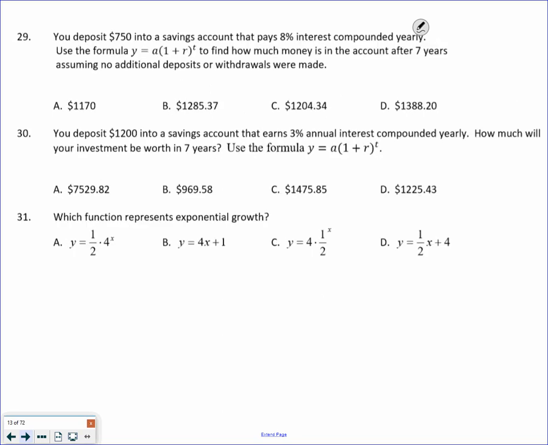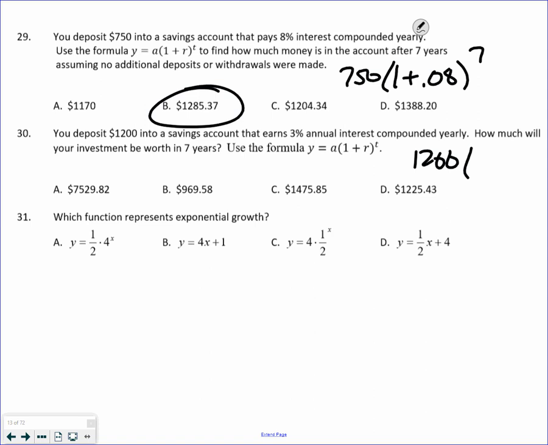You deposit $750 into a savings account that pays you, again, 8% interest compounded yearly. Use the formula y is equal to a parentheses 1 plus r raised to t to find how much money your account is after 7 years. So I've got $750, 8% written as a decimal raised to the 7th. So now pulling out a calculator and typing that in, 750, 1 plus 0.08 raised to the 7th power, I would get $1,285.37.